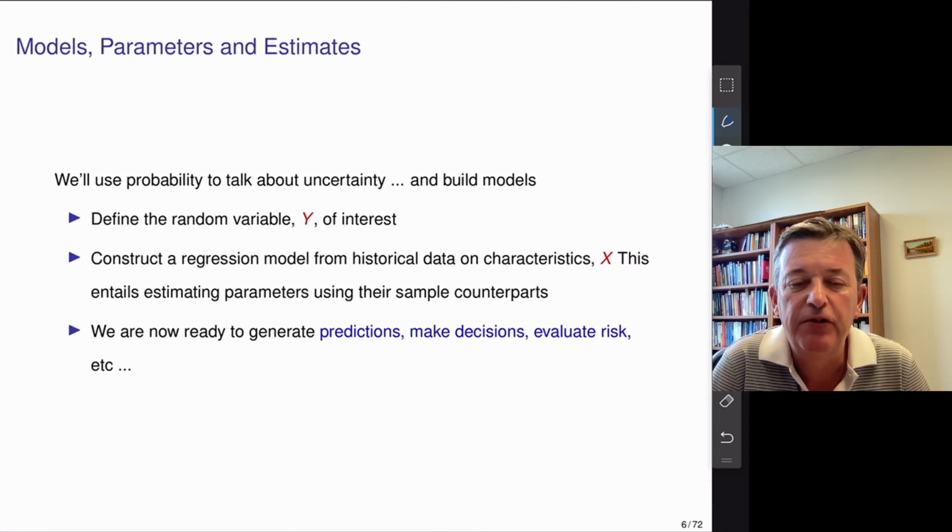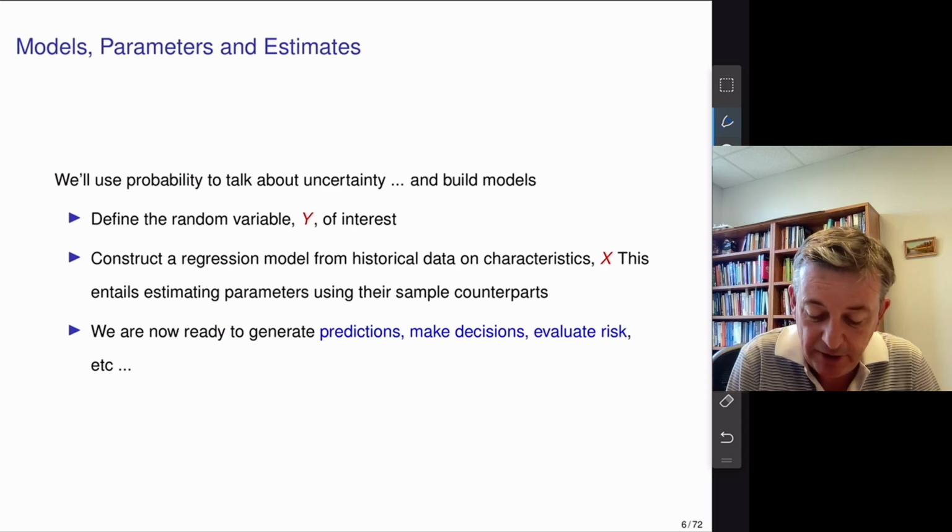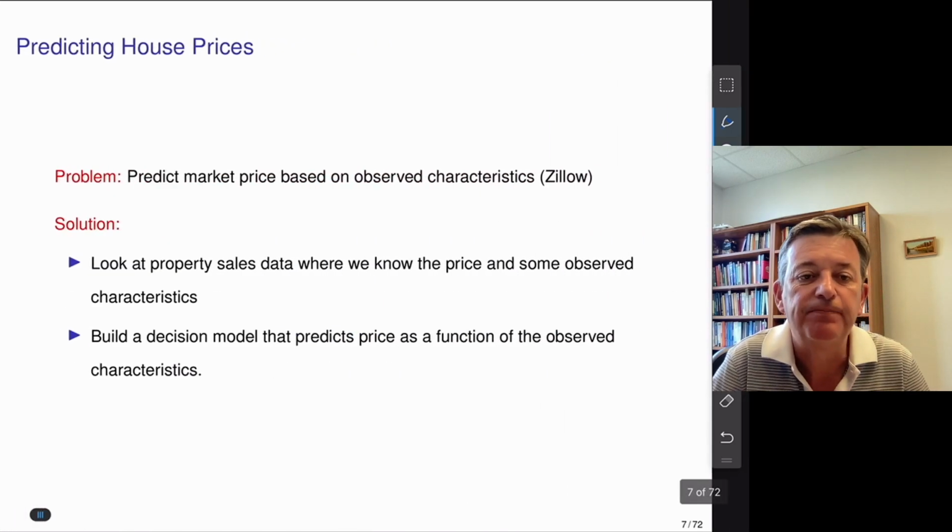As we go through the next few weeks of the course, you'll see me talk about models, parameters, and estimates. There'll be one random variable y of interest, and, as I said, a bunch of explanatory variables or characteristics x. That will entail estimating parameters. For example, in a linear regression model, we need to estimate the intercept and the slope. There'll be a slope or marginal effect for each of the x variables in my data set. The whole goal of building a model is to understand the relationship between y and its input variables, and then to help us make better predictions, better decisions, and evaluate risk, etc.